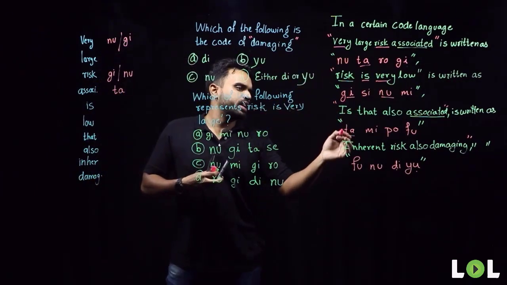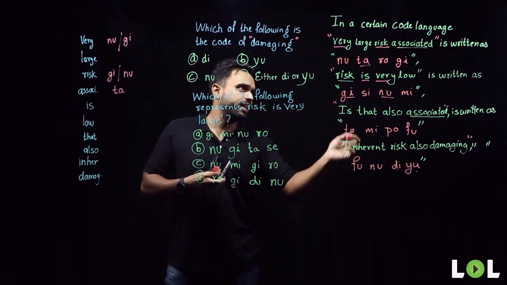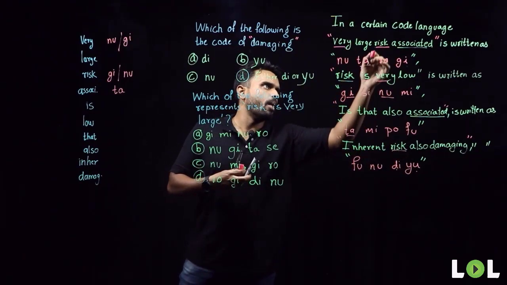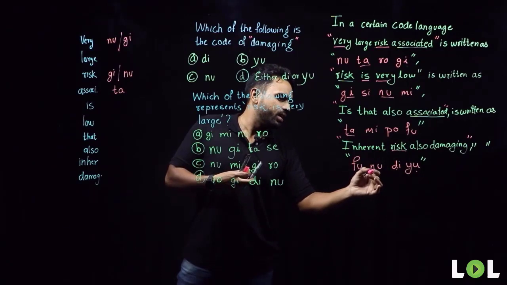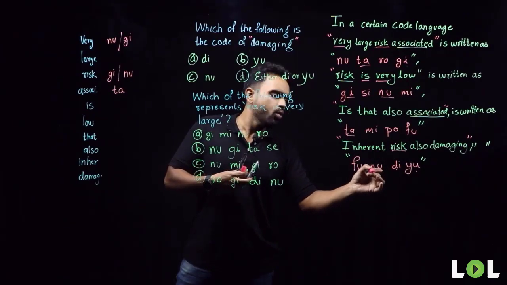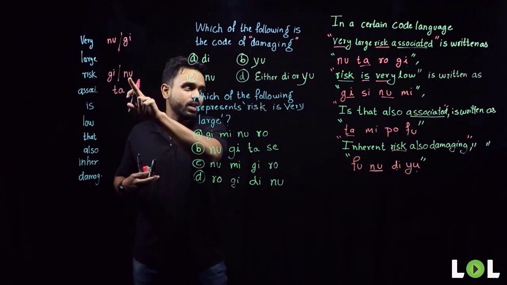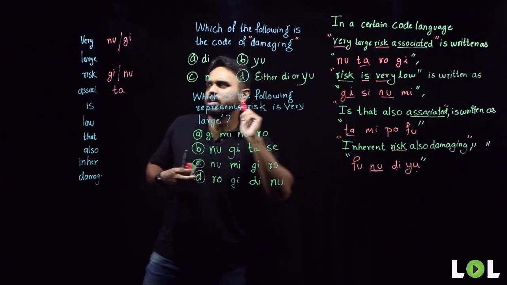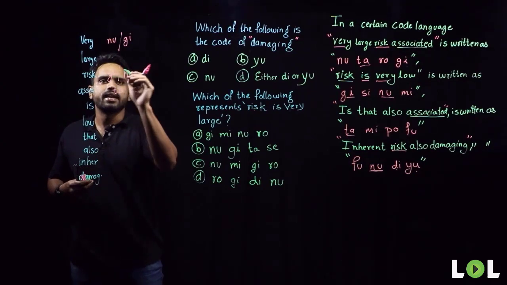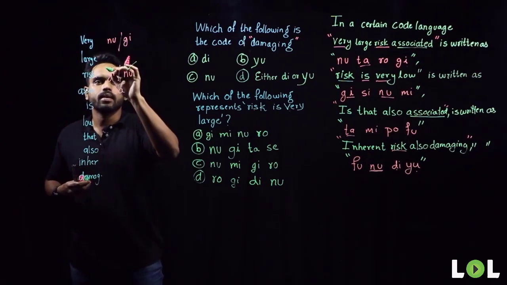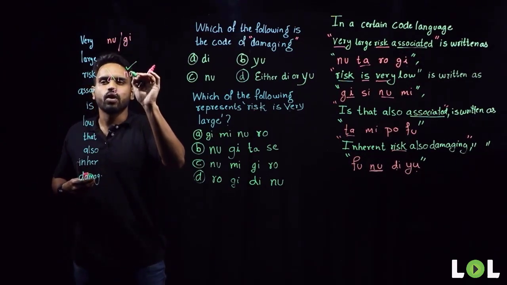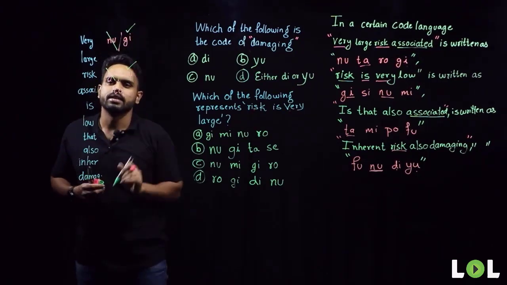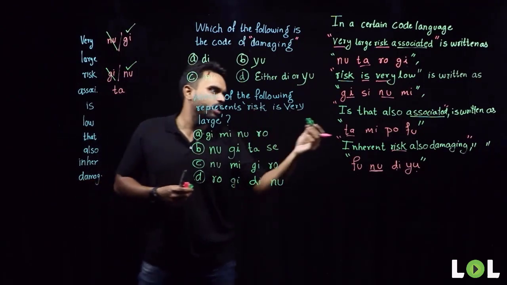Very large risk associated, I'll compare it with the fourth statement and the final statement. Very large risk associated. Risk I can see is in common. So risk, the code nu, I had used it here earlier for risk, and I can find nu here as well in the code for the first sentence. So for sure my risk will be nu. If risk is nu, what will be very? Very will be gi.